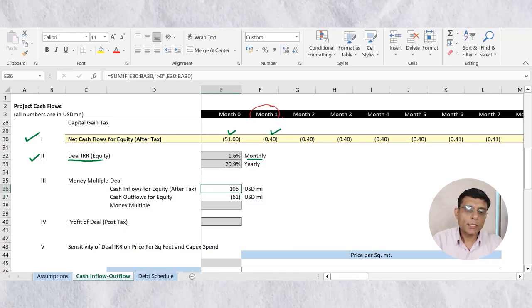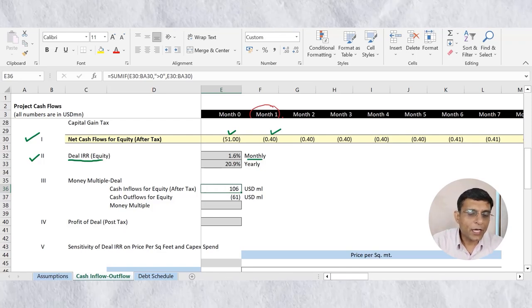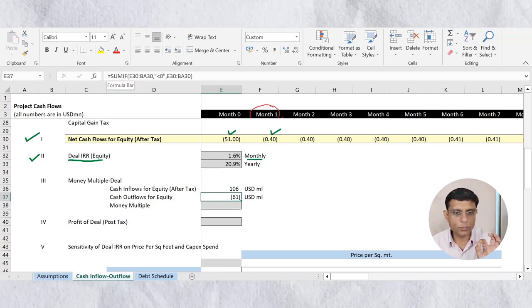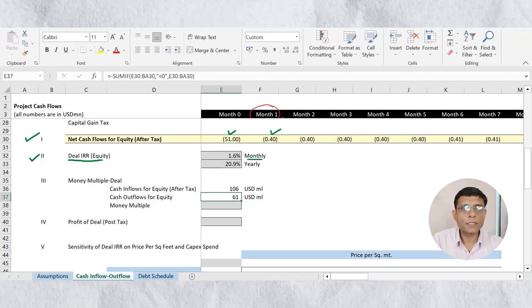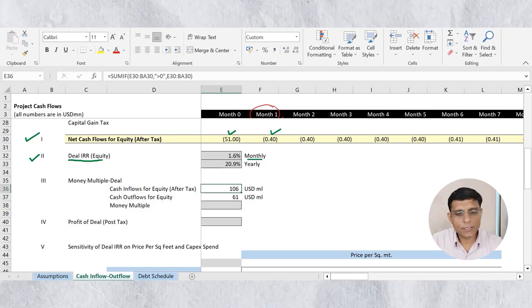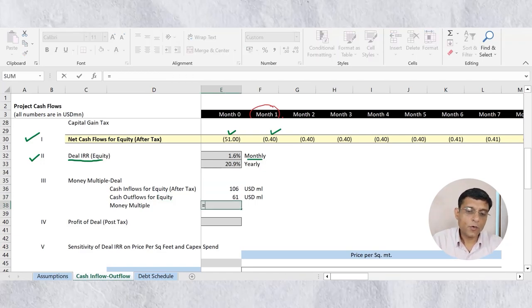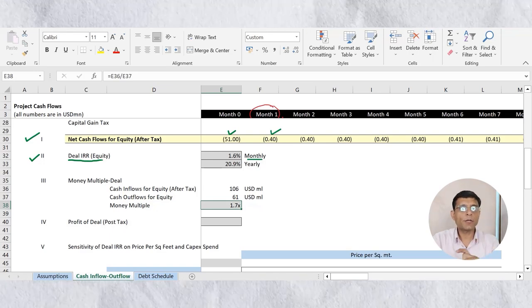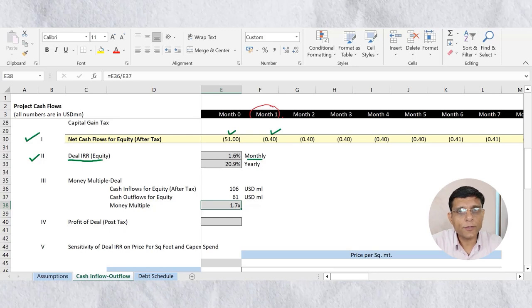I'm making $61 million of investment, and I'm getting 106. To calculate the money multiple, I need to divide the cash inflows by the cash outflows. But because my cash outflows are negative, I'll get a negative money multiple. So I'll convert the cash outflows into a positive number. I'll prefix a minus sign to this sum, and the 61 is converted into positive. So 106 is inflow and 61 is my outflow. Now the money multiple is 106 divided by 61, 1.7. This is my money multiple: I am recovering 1.7 times my investment. So my requirement number 3 is done.